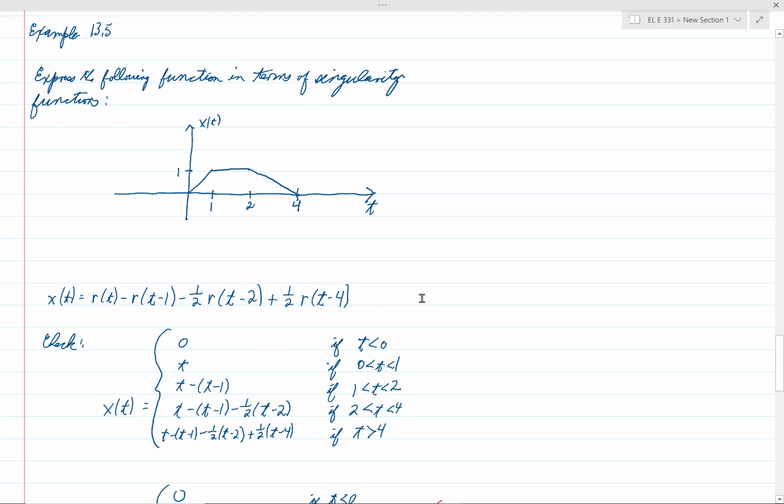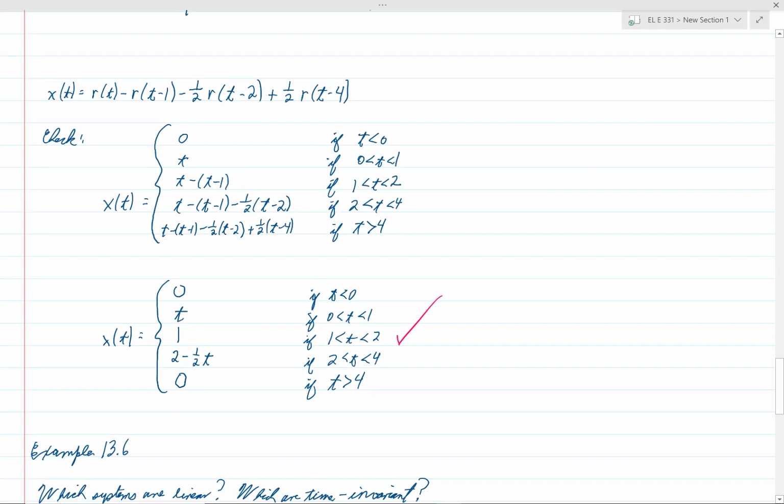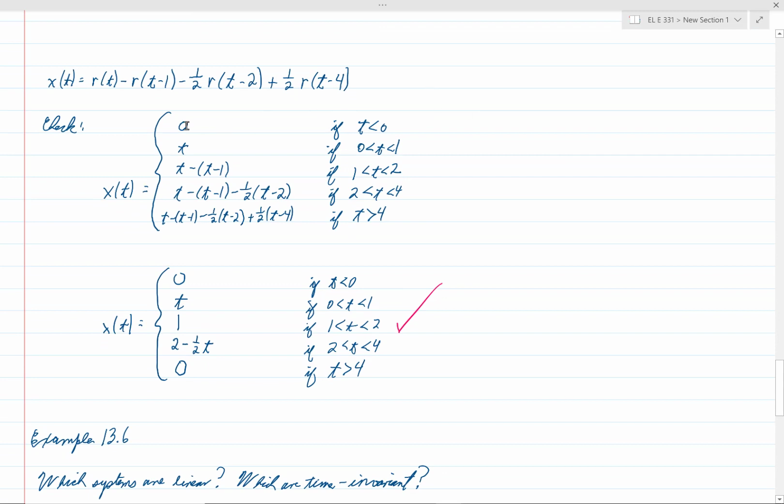And we can check this pretty easily. So let's look at this. Okay, we notice that this first term, as t goes from left to right, from negative infinity in the positive direction, all of these are off. None of these functions give any contribution as long as t is negative. But the first one will turn on at t equals 0.